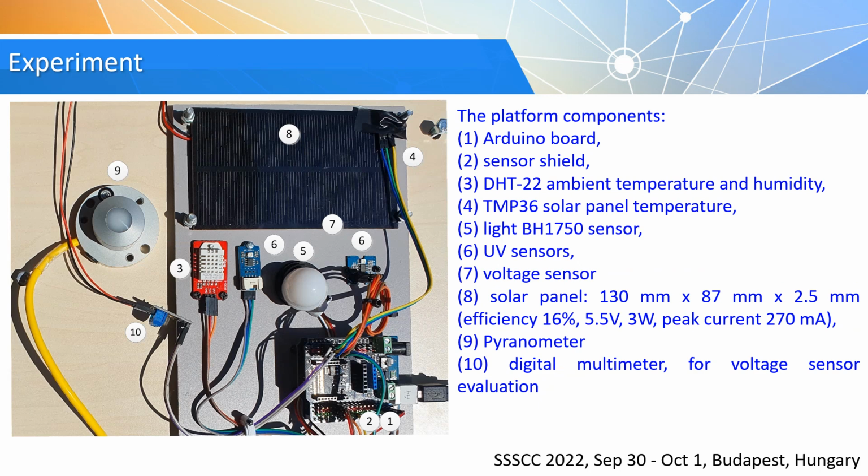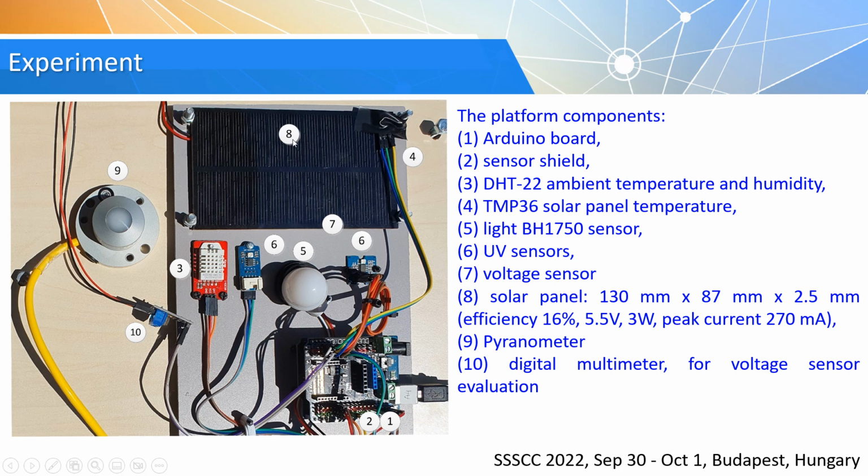Here is the same platform, but this platform is presented as a prototype. As you can see, we have the same components as in the previous scheme. Here, number 1 and number 2, we have the Arduino board with the sensor shield. Number 3, we have a DHT ambient temperature and humidity sensor. Number 6, 2 UV sensors. Number 5, it's a BH1750 sensor for light.